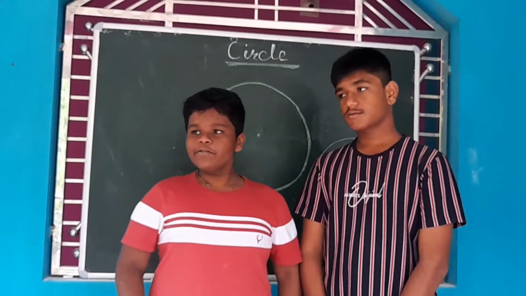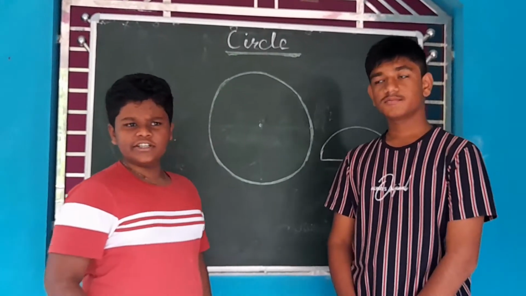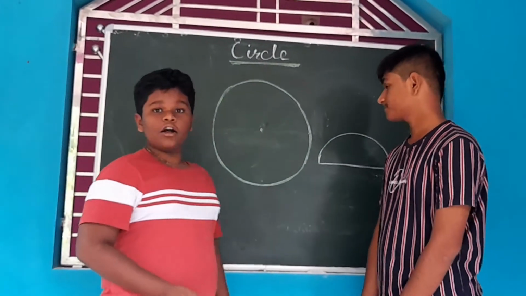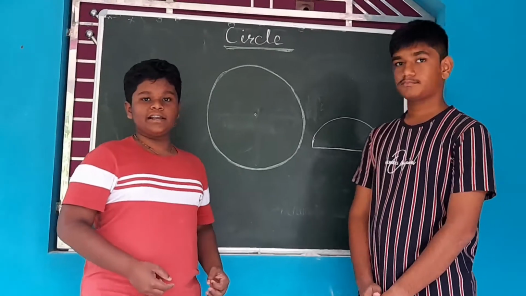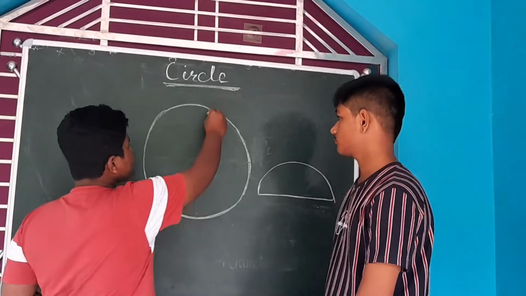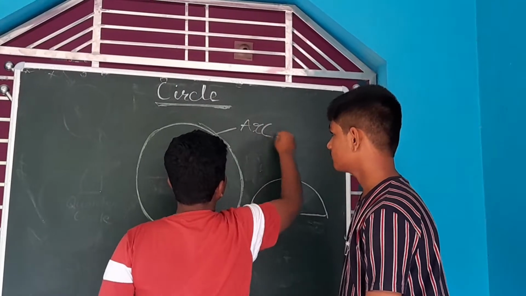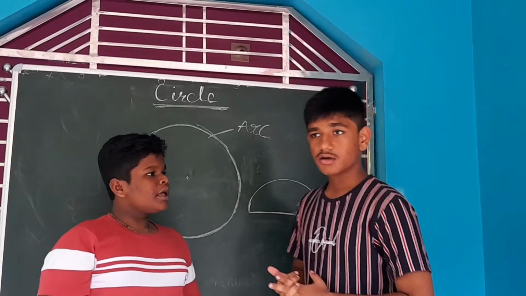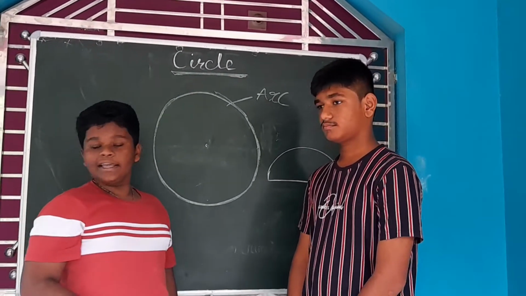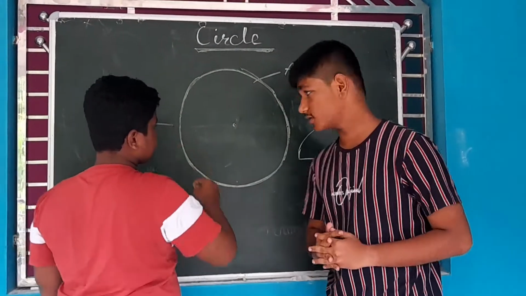Today we are going to present the basics of the circle. First, what is a circle and who discovered it? A circle is a curved surface which is two-dimensional, and it was discovered by Thales in 650 BC. The curved part of a circle is known as an arc. Then circumference. The circumference is the boundary of the circle, and its formula is 2 pi r. It is also known as the perimeter of the circle.